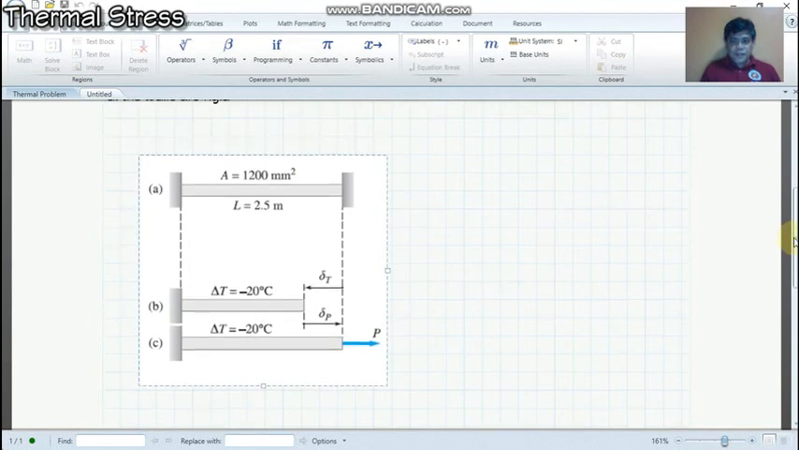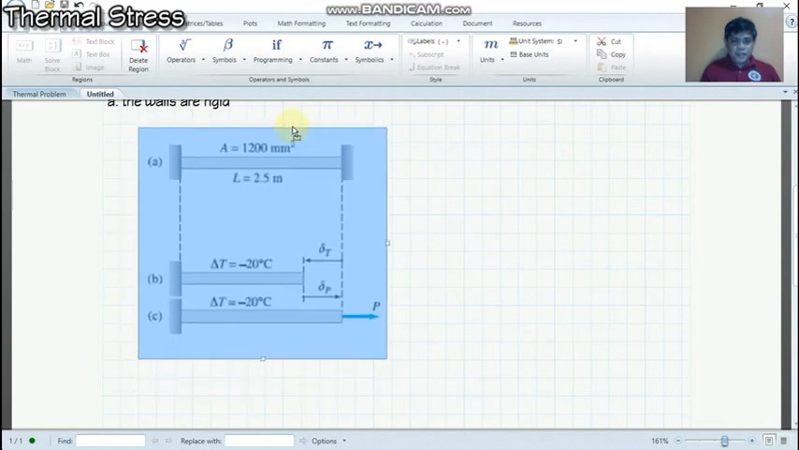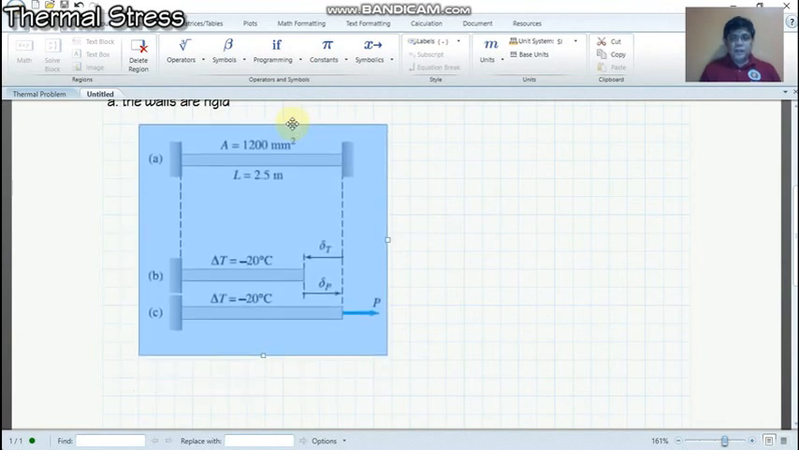If we're going to understand the scenario of the problem, the bar is attached to rigid walls. So both ends of the bar are attached to the rigid wall. And then the initial temperature is positive 20 degrees Celsius. And at the same time, the bar is stress-free. Now, if there is a drop in temperature, the bar will contract.